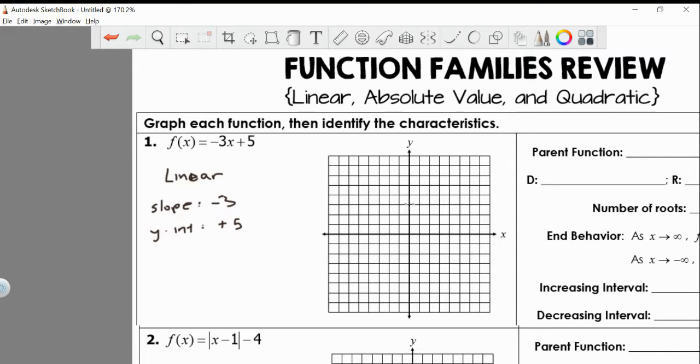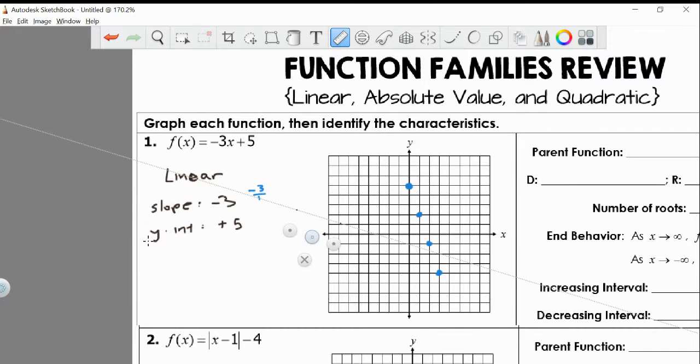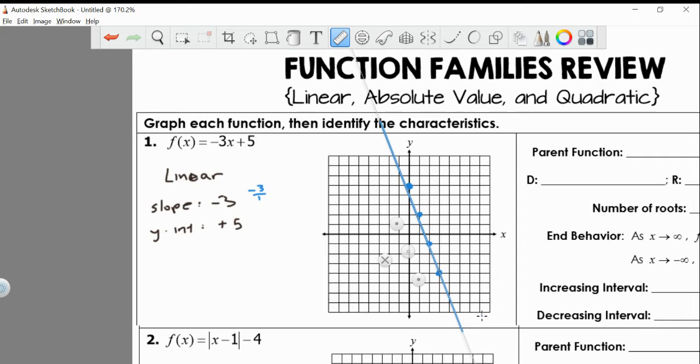Go up to +5, 1, 2, 3, 4, 5. Slope of -3. Remember, slope is rise over run. We're going to be rising -3, running 1. Go down 3, run 1. Go down 3, run 1. Go down 3, run 1. And then draw our line. I was really bad at straight lines before, so let's see how this looks. There we go. It's not great, but it's getting there. Okay, so there's our linear line, okay?